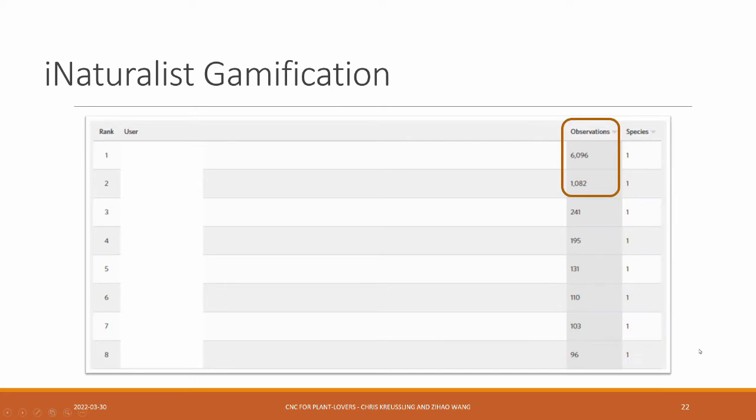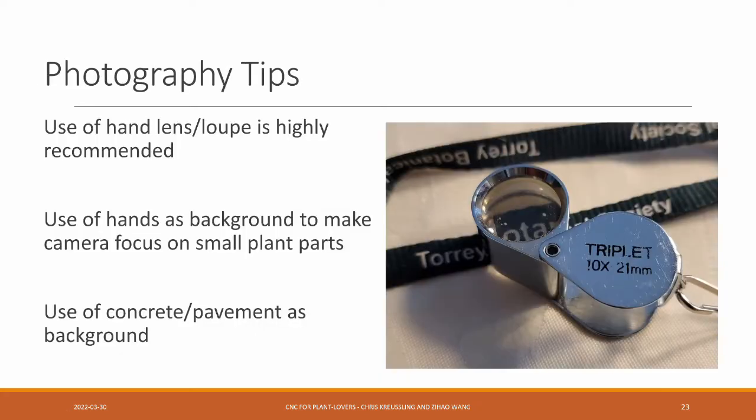Oh, thank you. So now we're gonna talk about actually how I take pictures, my personal experience. There are a couple of tips, but the most useful tip is to use a hand lens. As you can see in the picture, it's a hand lens. You can buy this for as low as $10. I think that's like the lowest price, but it's really cheap to get.